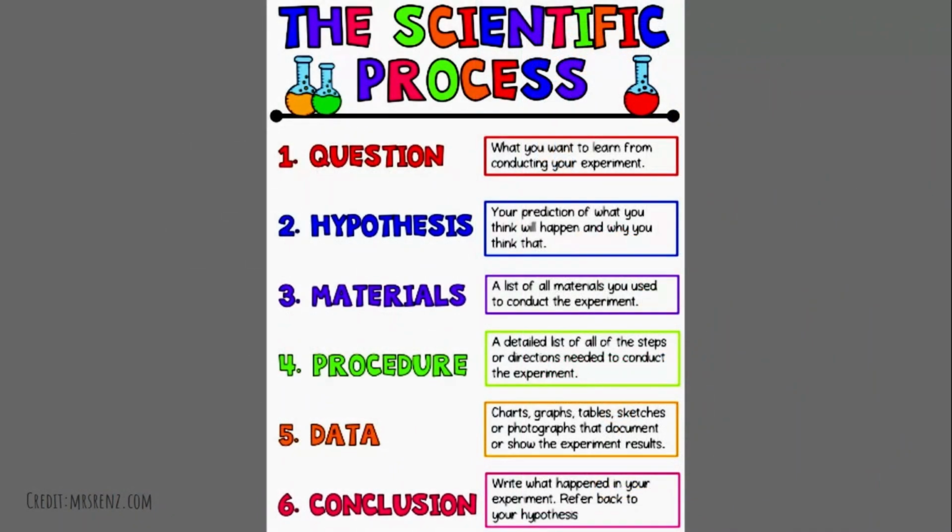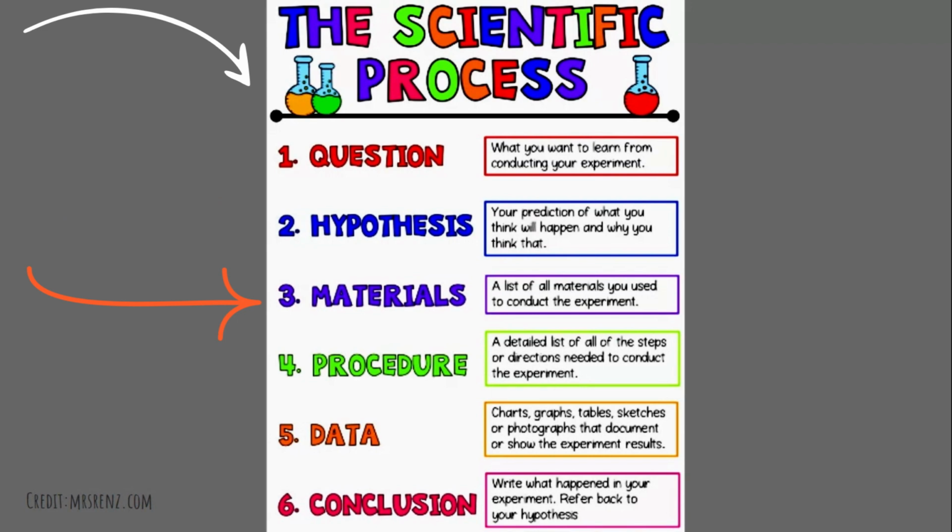It's all part of the procedure called the scientific process. And the scientific process can be broken down into 6 simple steps. You can come up with a question, which is what you want to learn from conducting your experiment. A hypothesis, which is a kind of prediction of what you believe will happen and why you believe that to be the case. Materials are then listed in a category called apparatus.